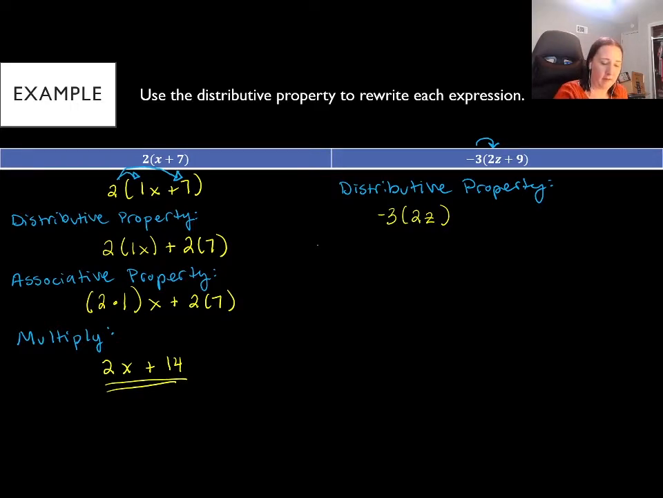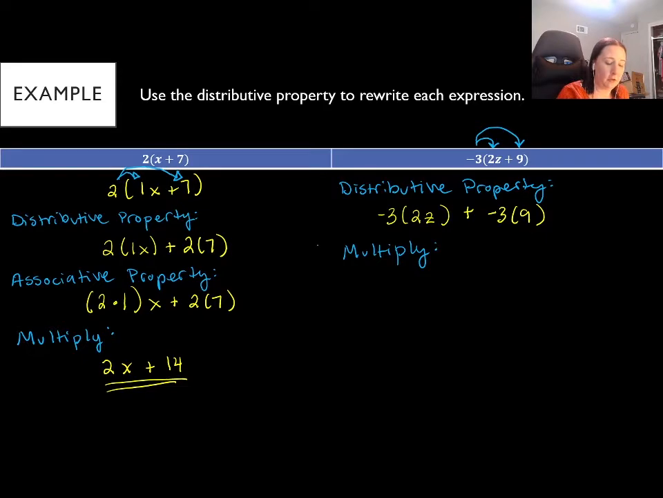Then I've got the sign in the parentheses is a plus. So I'm going to write down a plus. And then we're going to take our -3 and multiply it by 9. So it gives me -3 times 9. And so I'm not going to write down the associative property here. I'm just going to go straight to the multiplication. So we are going to multiply.